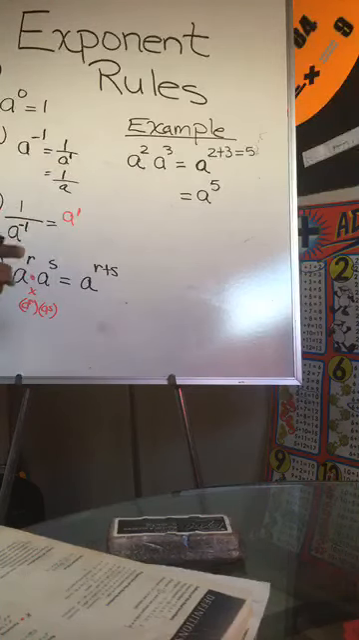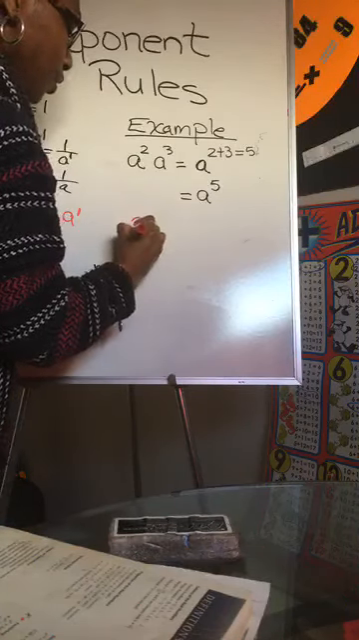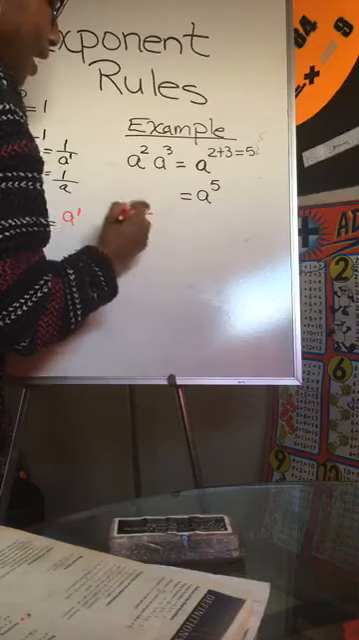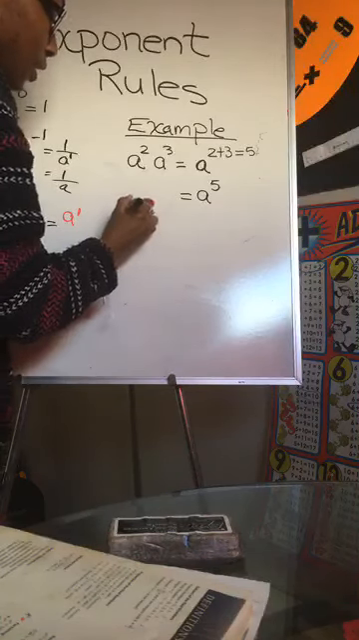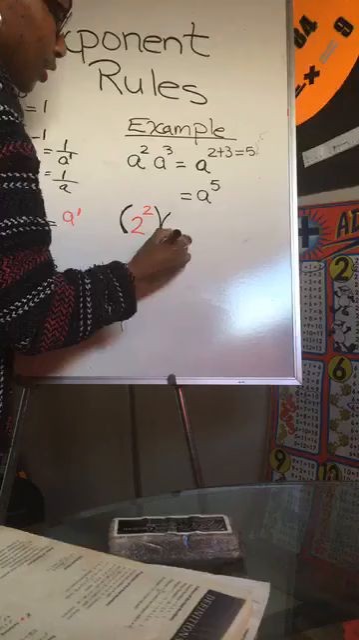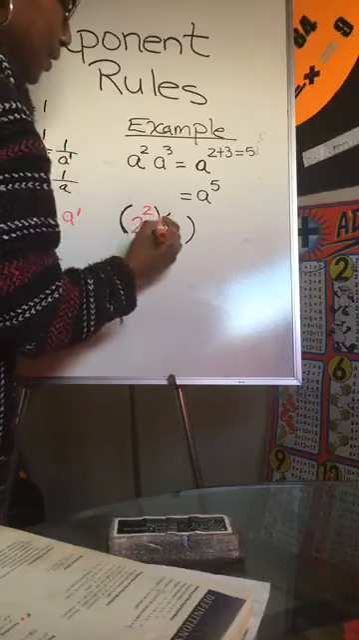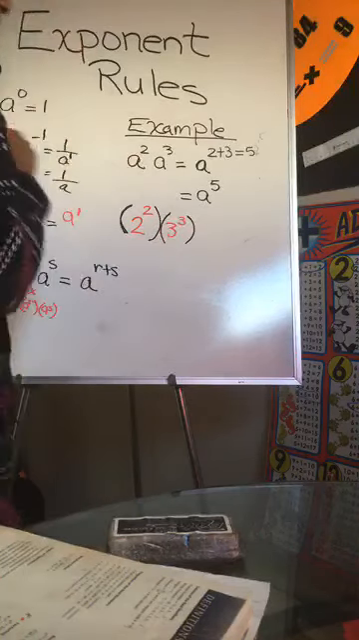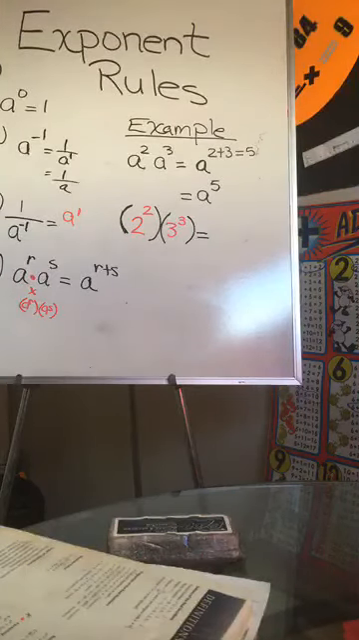Now let's use numbers. Let's do 2 raised to the 2nd power times, now I'm going to have to put it in parentheses, because when you have numbers it will look very confusing. So I'm going to use parentheses, like I said we can. So let's do 2 raised to the 2nd power and 3 raised to the 3rd power. Hope you all can see the board. Hope everything is clear.